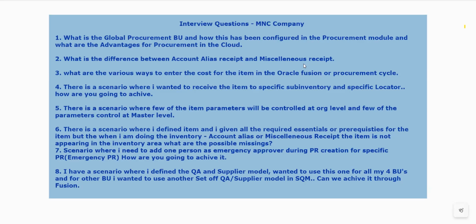Receipt means bringing the on-hand quantity to the cloud. Okay. And with the account alias receipt, you can decide which account should be hit when you are creating the account alias receipt. So that is the main advantage of this one as compared to miscellaneous receipt. That's why in a practical environment, rather than using miscellaneous receipt, they're going to use the account alias receipt.